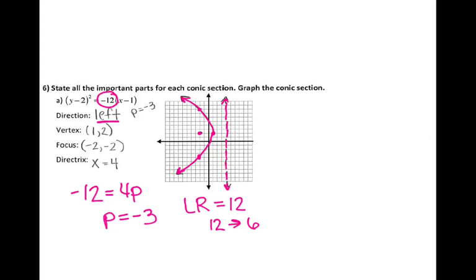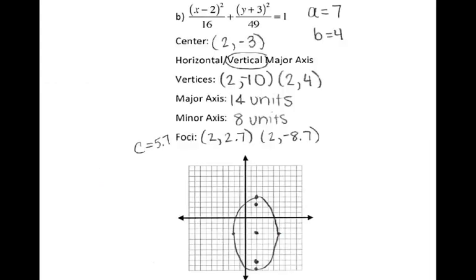Alright, what is this? This is an ellipse. For my ellipse, I know it's an ellipse because I'm adding in between, by the way. For my ellipse, a squared is always your bigger number, b squared is always your smaller number. And since my bigger number is underneath the y, that means I have a vertical major axis. So since a squared is 49, a is 7, b squared is 16, so b is 4. My center is at (2, -3), because I'm getting that from these two parentheses.